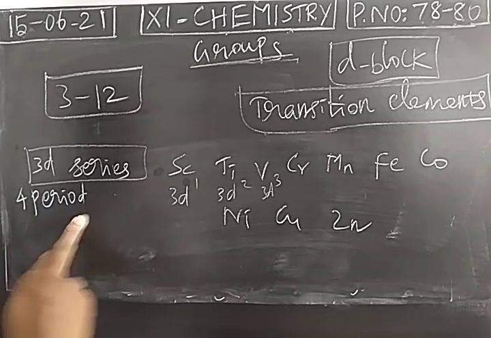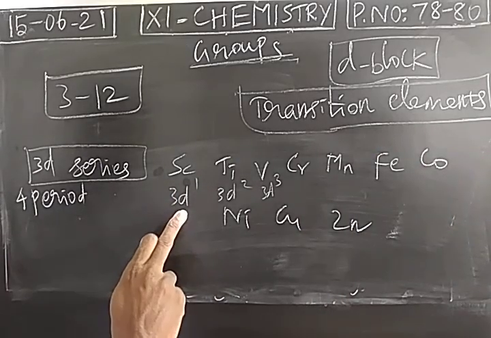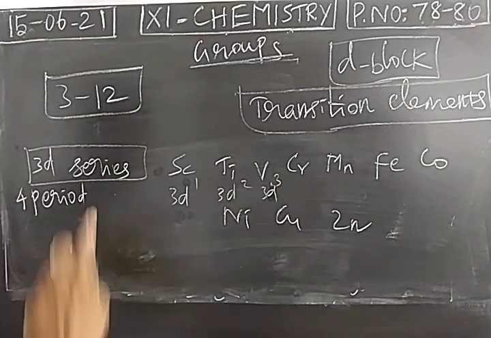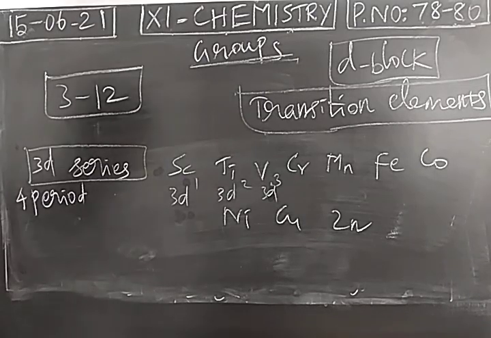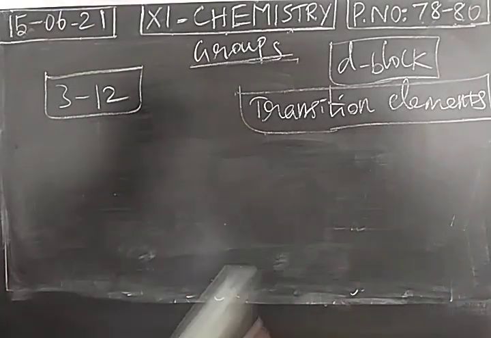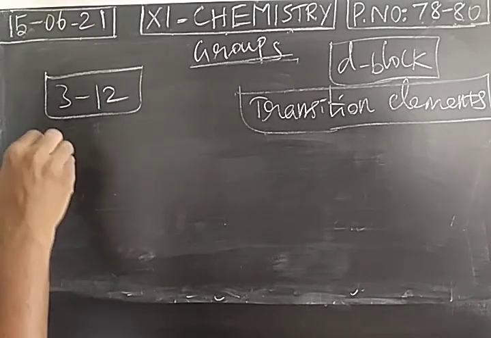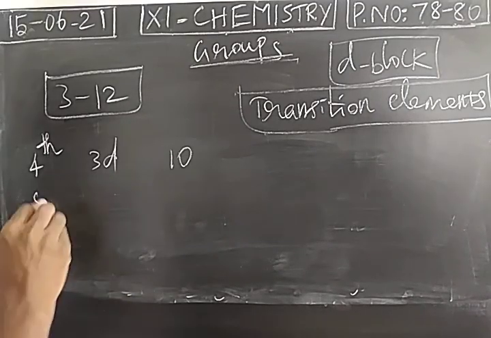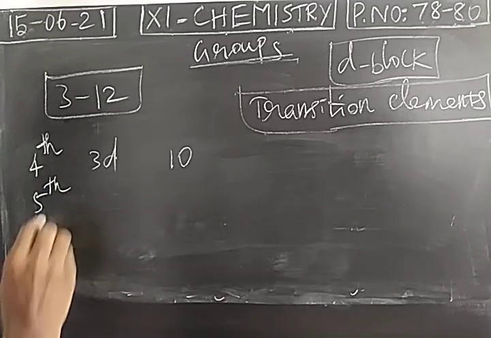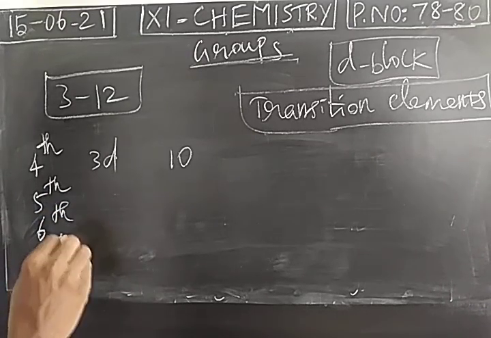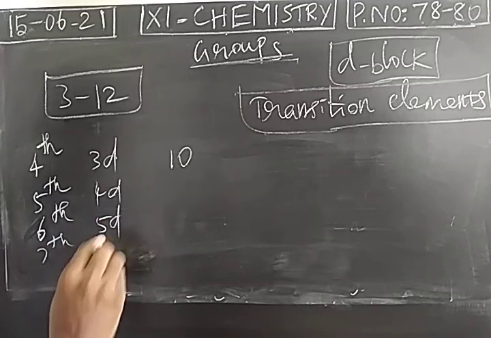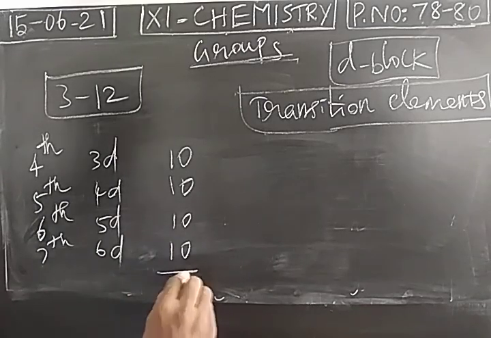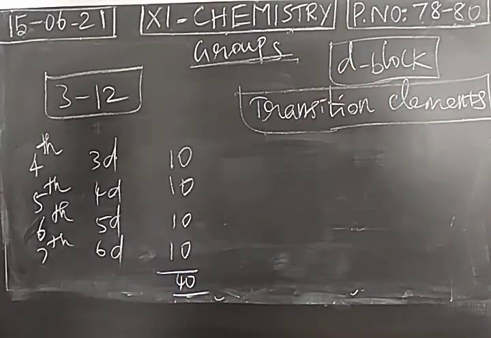Horizontal group: in the fourth period, 10 elements are present. Outermost orbital is the 3D orbital, so this is called a 3D series. So the 3D series has 10 elements. The same way, fifth period, sixth period, seventh period are called the 4D series, 5D series, 6D series, with 10 elements in each period. So totally 40 elements are present in the D block or transition elements.